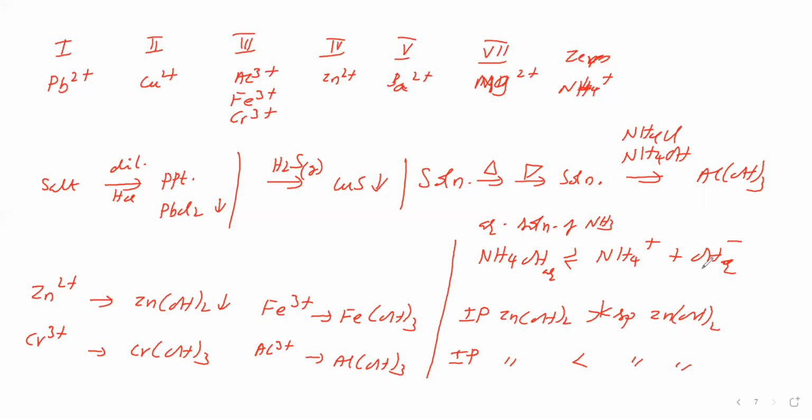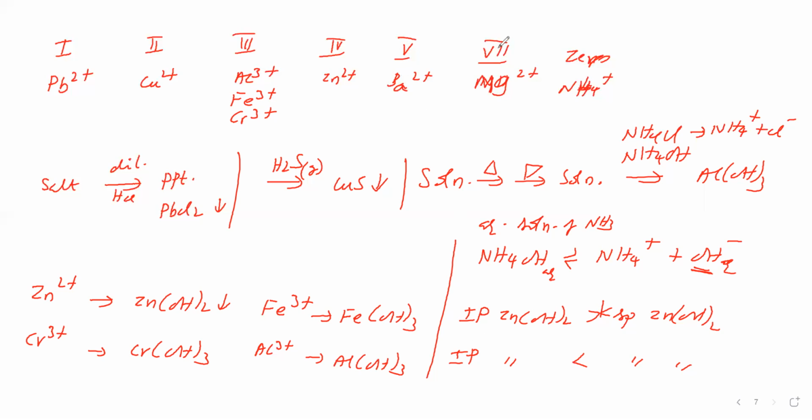Therefore, what you have to do? Decrease the concentration of hydroxide. How to decrease the concentration of hydroxide? Make the backward reaction to undergo, for which only we have added ammonium chloride. Ammonium chloride is a salt which dissociates to give ammonium ion and chloride ion. This ammonium ion is the common ion here. Due to the common ion effect, the backward reaction is favored and the concentration of hydroxide is reduced. Therefore, the ionic product of zinc hydroxide becomes less than the solubility product of zinc hydroxide. Therefore, zinc is not precipitating in group 3.